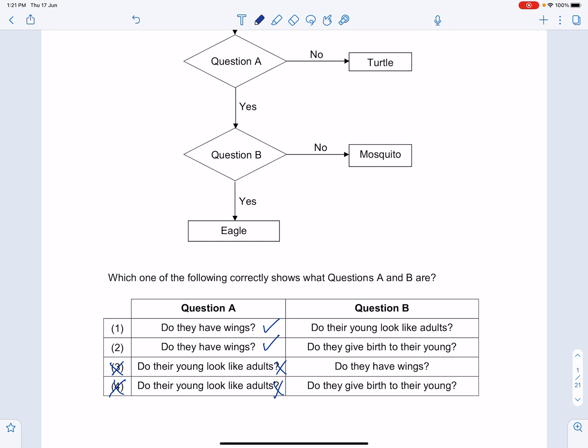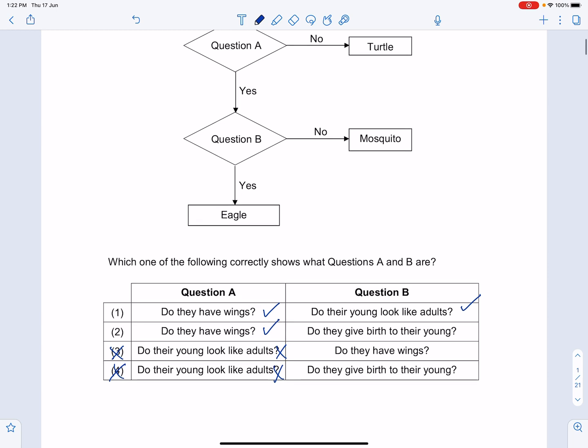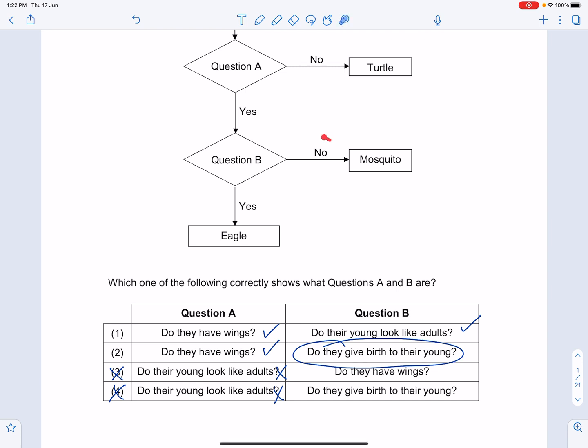Why is this so? Remember, the young of a mosquito is a larva. When it hatches from an egg, it has no wings and lives in water. It's totally different, so that's correct. But we would like to check to make sure that this other option is also wrong. Do they give birth to the young alive? The mosquito says no. That is correct because they lay eggs.